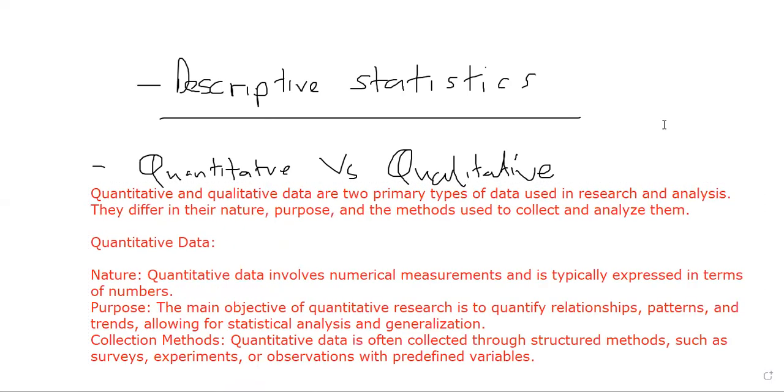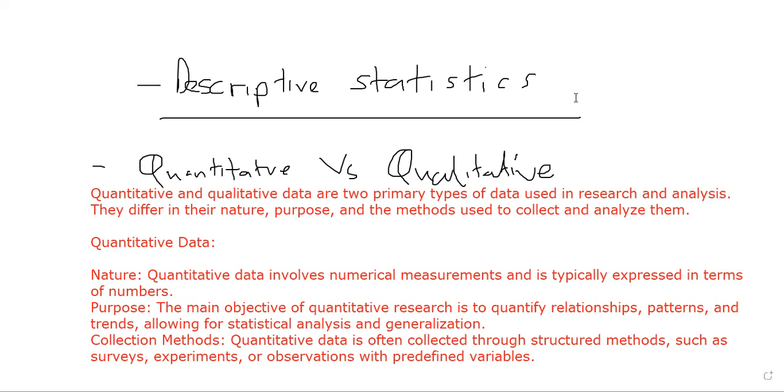So we're discussing quantitative and qualitative. These are two primary types of data that we use in research analysis. So quantitative in nature looks at numerical measurements. What is measurable? Okay, so quantitative, we measure it, and it involves expressing our figures in numbers.